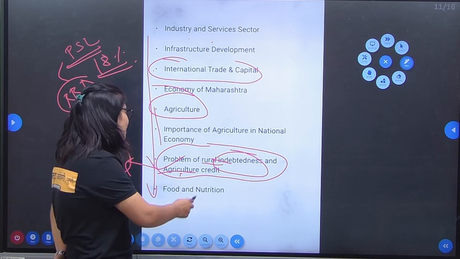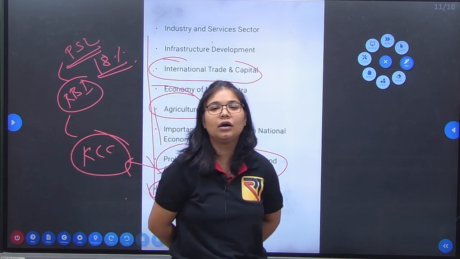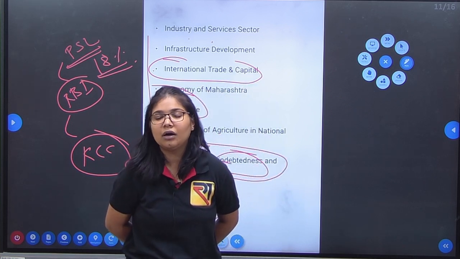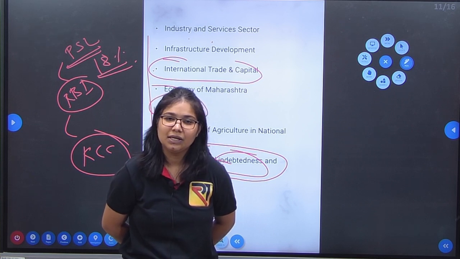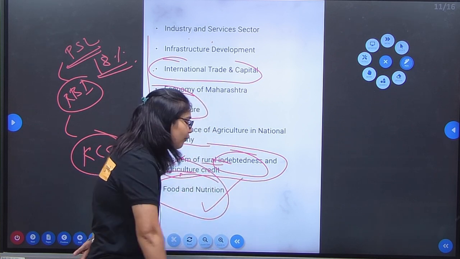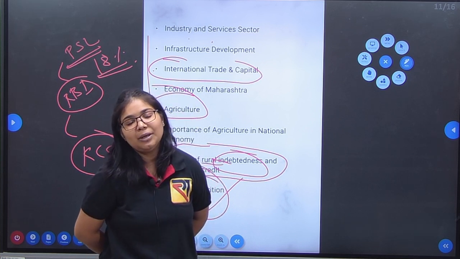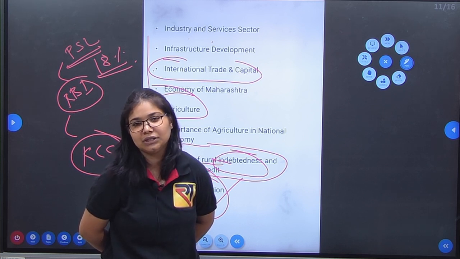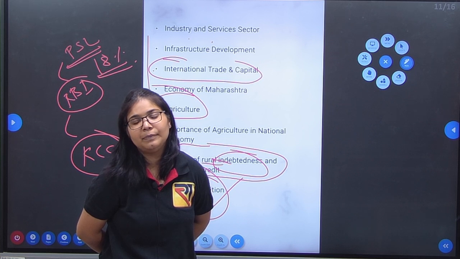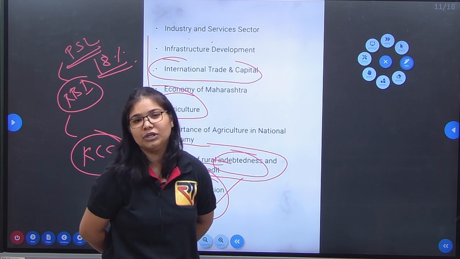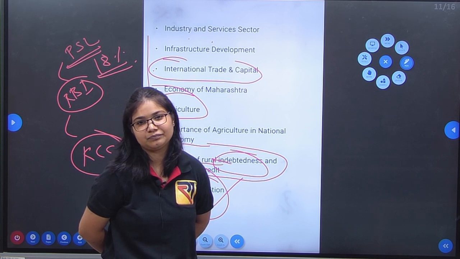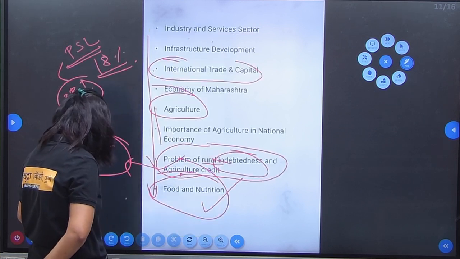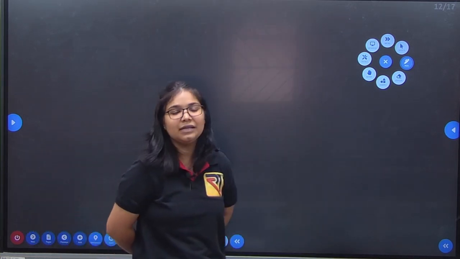And then the last topic is food and nutrition, hunger. One important topic, poverty. Poverty leads to hunger, hunger leads to poverty. So for providing food and nutrition, what are the mechanisms running in India, like the National Food Security Act of 2013, the PDS scheme, the public distribution system. We have to learn about it. This is our mains syllabus. I hope the syllabus is clear to you.